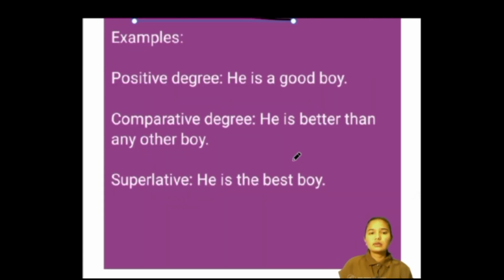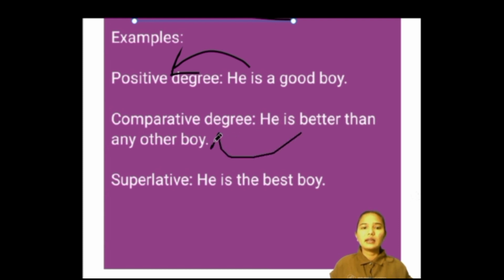Now what is the positive degree, what is the comparative degree, and what is the superlative? If we say he is a good boy, it will be considered the positive degree. And if we say he is better than other boys, it's the comparative degree. So in the comparative degree, what we do is a comparison. We are comparing the boy with other boys. Okay, and a superlative degree: he is the best boy.